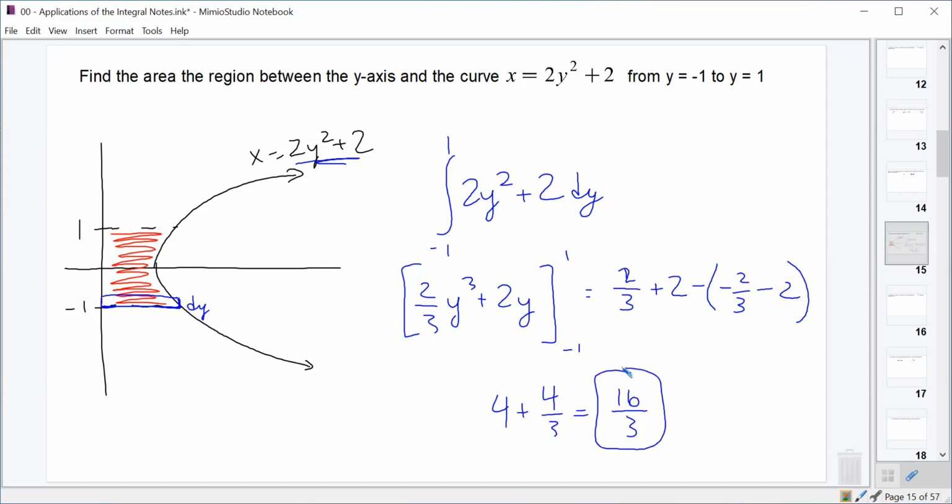So it's pretty straightforward to find the area between a curve and the y-axis. There's no real difference from doing it in terms of x. Just think about it as if we've turned this thing on its side.